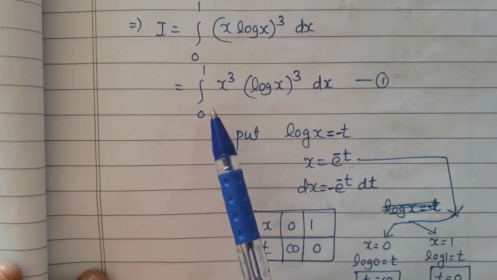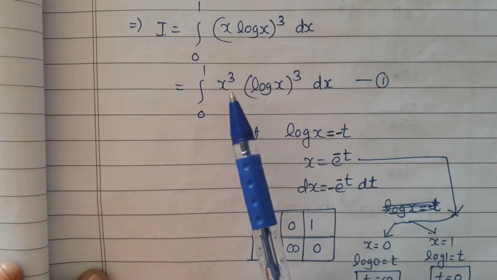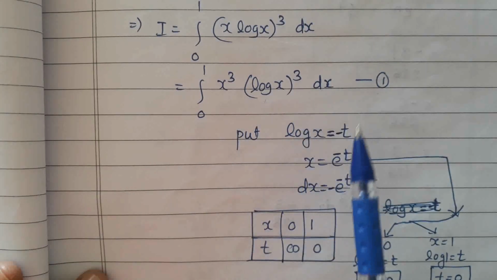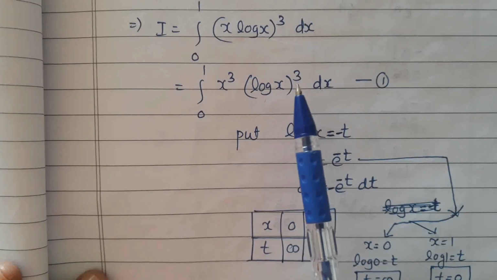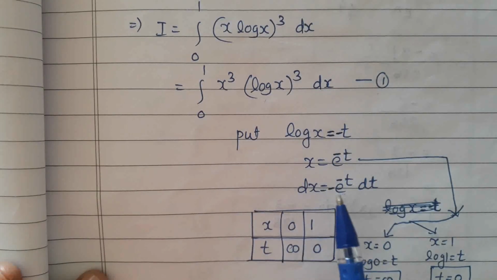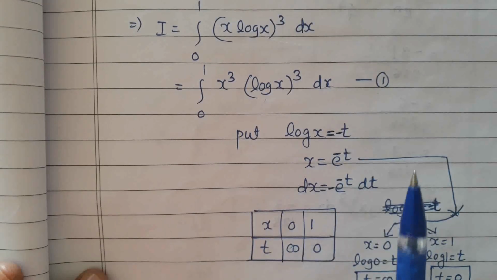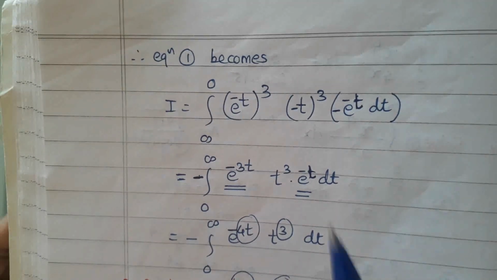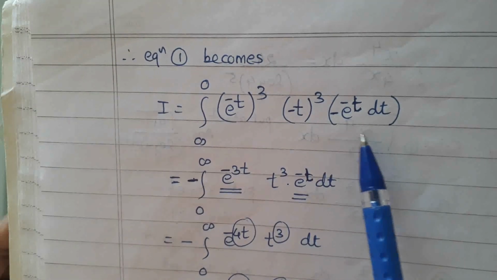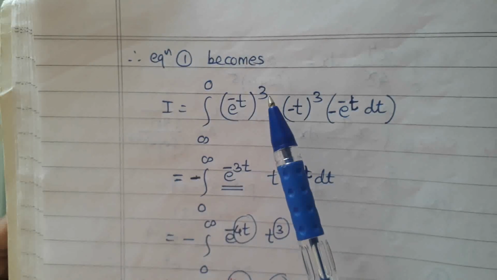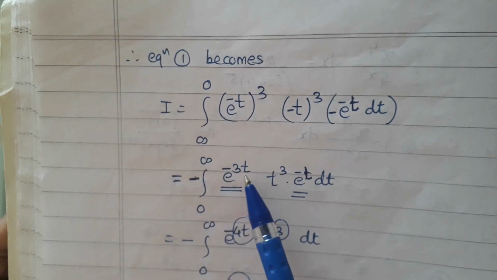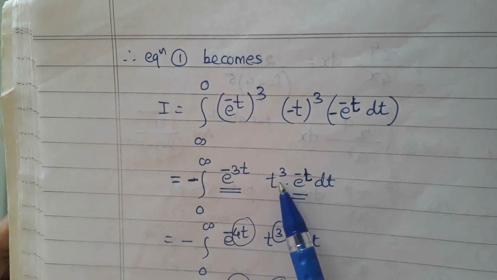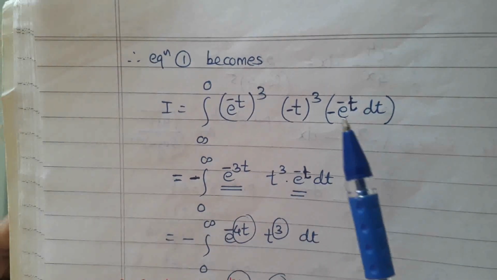Equation number 1 becomes integral from infinity to 0, x is replaced by e raised to minus t, log x is replaced by minus t, power is 3, and dx is replaced by minus e raised to minus t dt. Equation 1 becomes like this. All the steps are here. So e raised to minus t power 3 becomes e raised to minus 3t. Minus t cube is t cube with the negative sign. e raised to minus t dt.